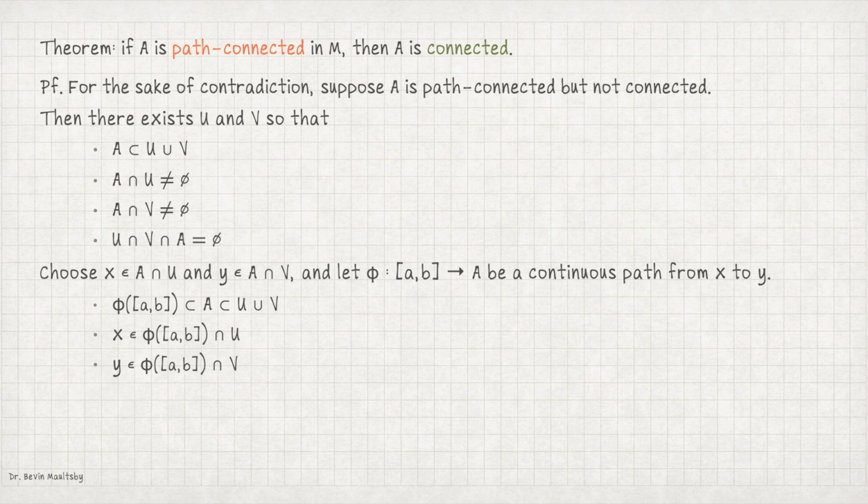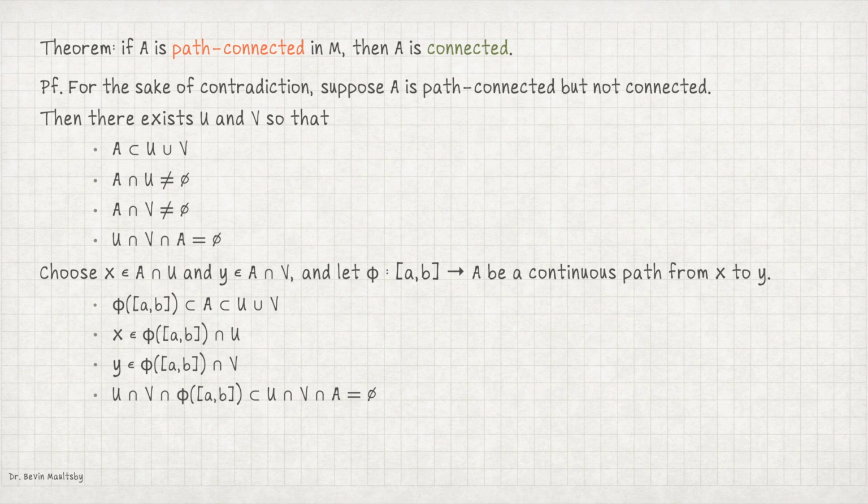And again, since the image of phi is a subset of A, no point in the image of phi can be covered by both U and V, because that would correspond to a point in A being covered by both U and V, and we know that's not possible. So if you look at these four remarks that we've just made about the image of phi, we're saying that the image of phi is disconnected.